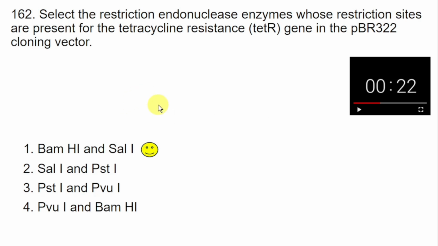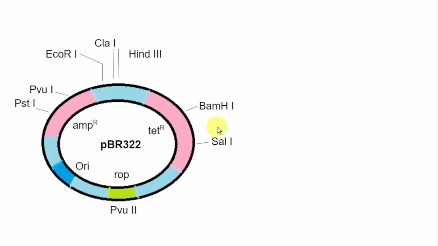So for preparing this topic, what you need to know is this structure. This is the structure of the pBR322 plasmid. It is a cloning vector. Why? Because it has all the attributes of a cloning vector. Number 1, the origin of replication. It can replicate and make many copies within the cytoplasm.